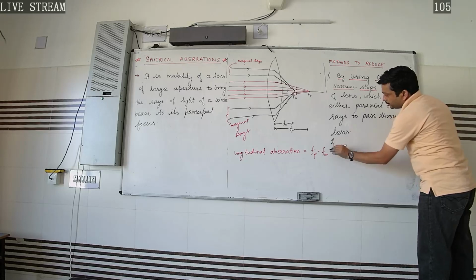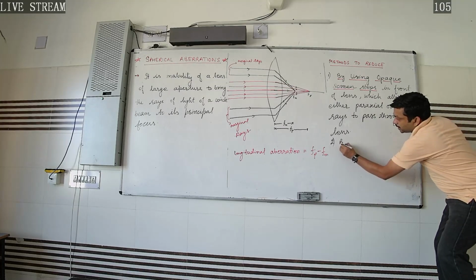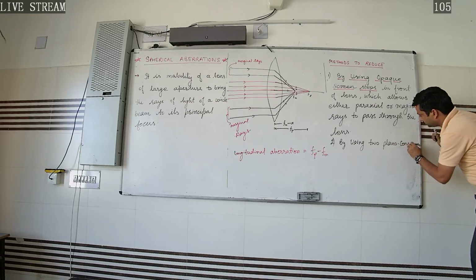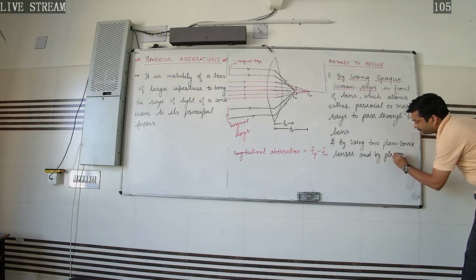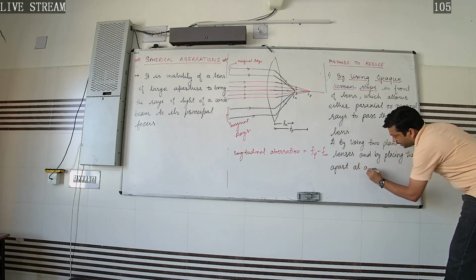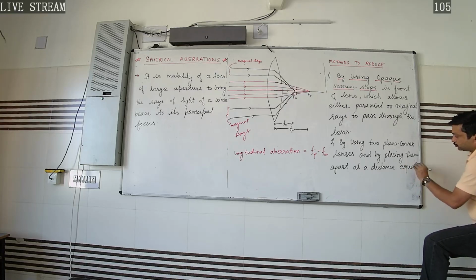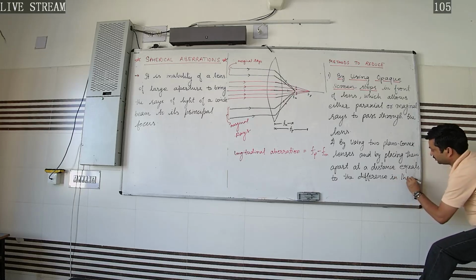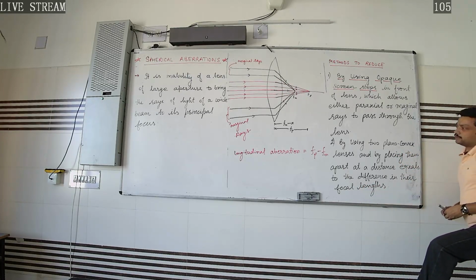The second method we are going to discuss is by using two plano-convex lenses, and by placing them apart at a distance equal to the difference in their focal lengths. Okay, so these are the two methods.